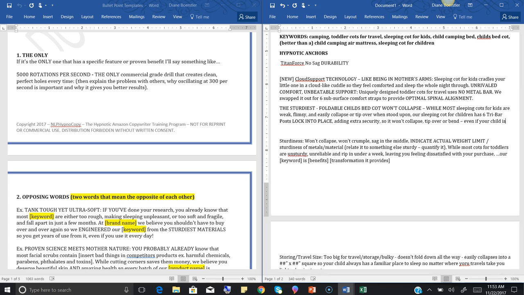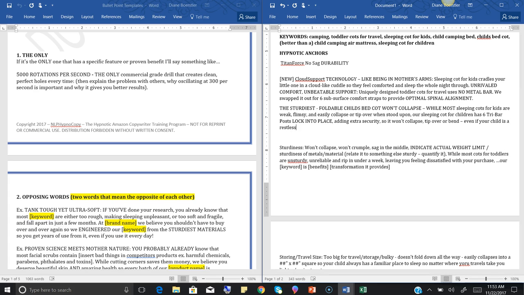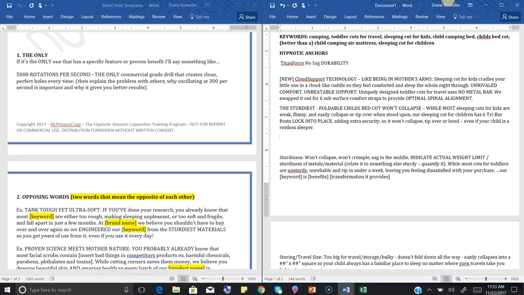Even if your child is a restless sleeper. No, even if you're a restless sleeper. The reason I remove "tosses and turns" is you want to go through your listing and ask, is this going to in any way drive people away? Is this going to repel people? Some people might think, well, if they're worried about people tossing and turning all night, then maybe it's not the most comfortable thing, right? Okay, so let's see here, studies one class, and we just actually use that to indicate actual weight limit.